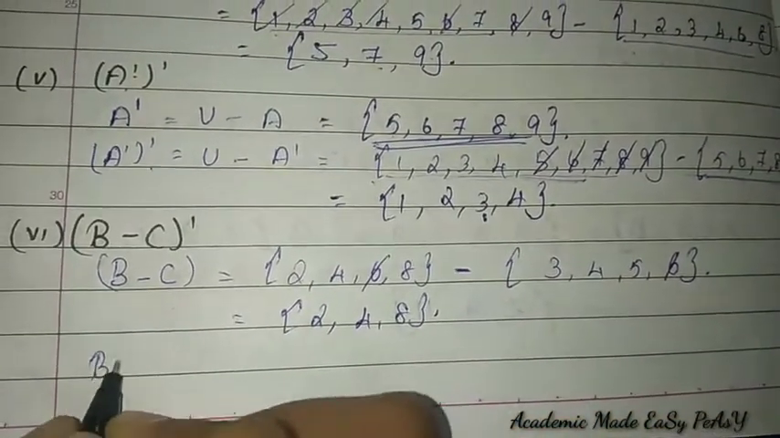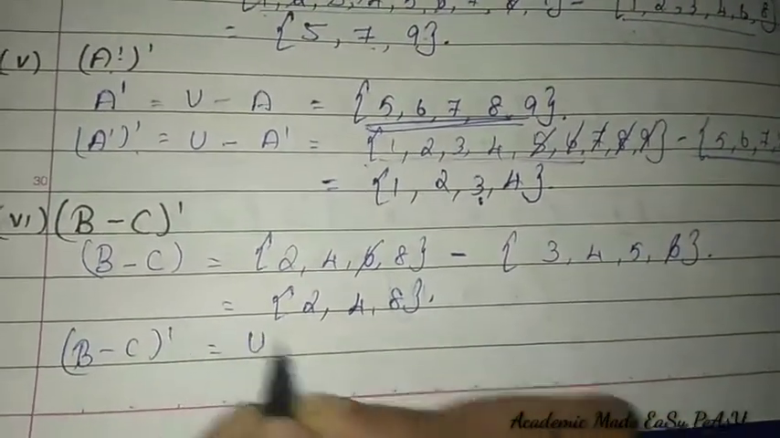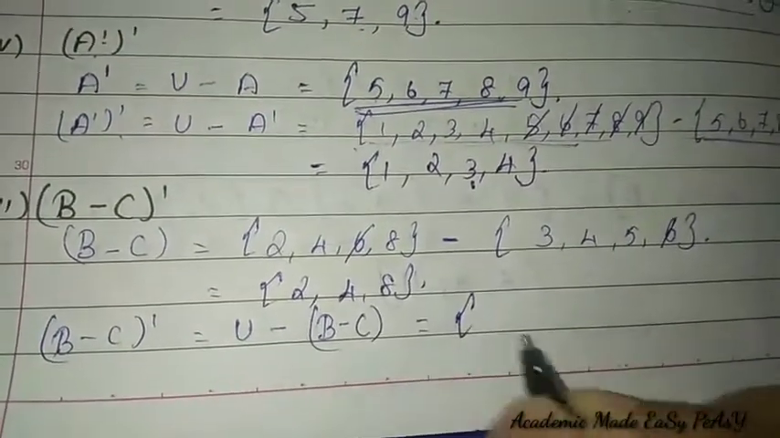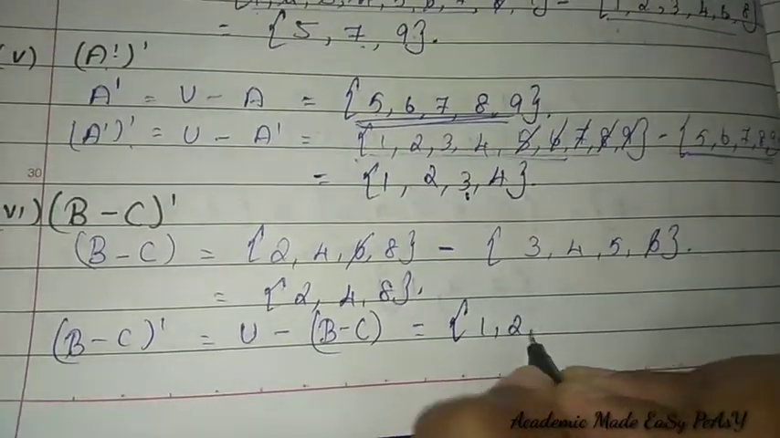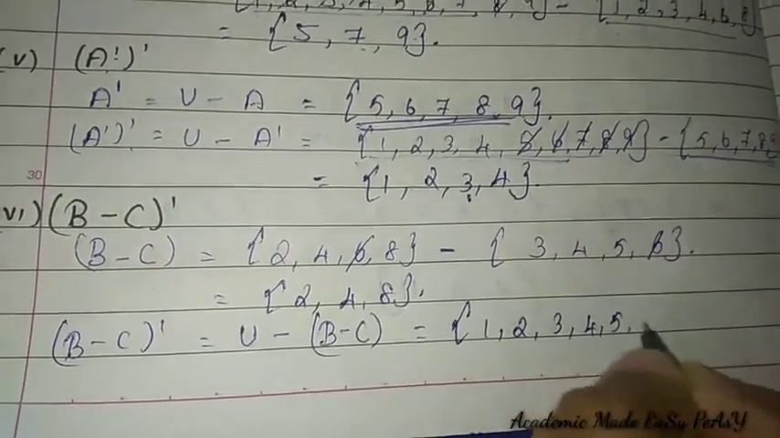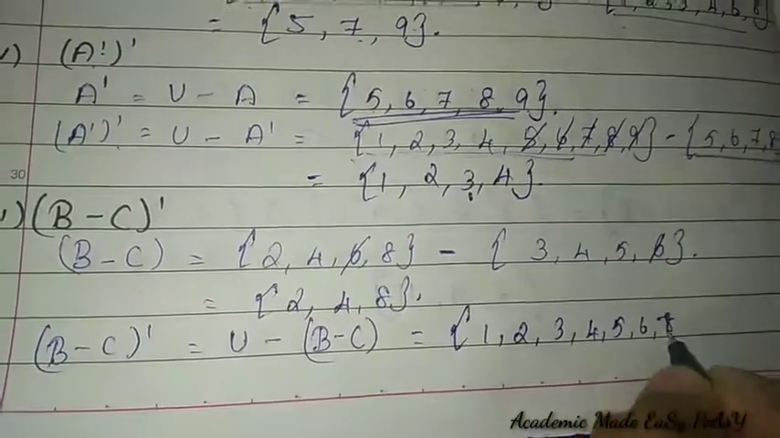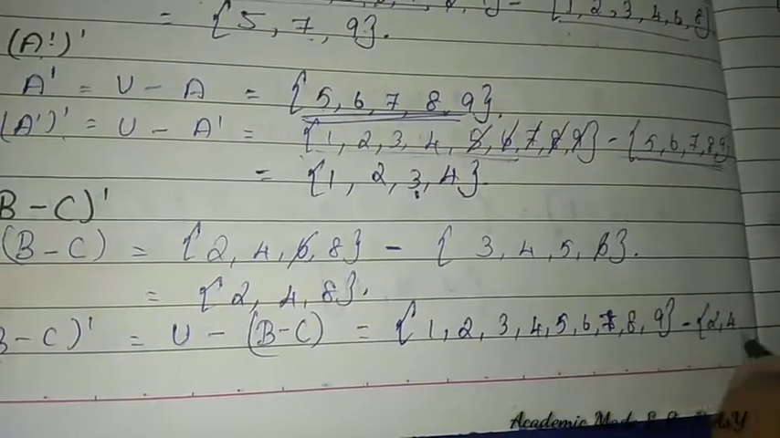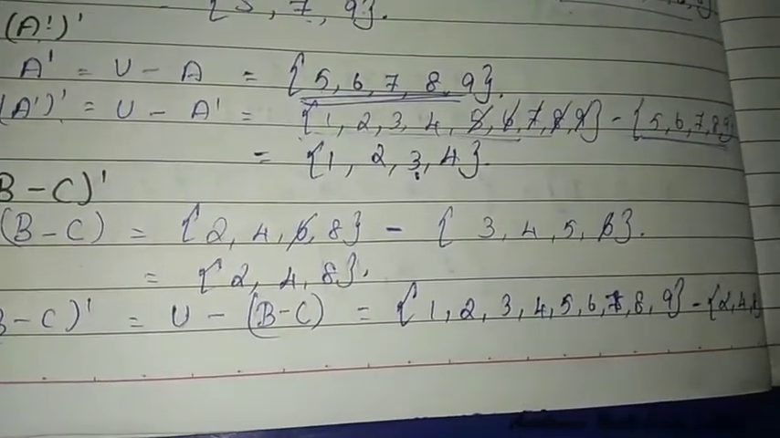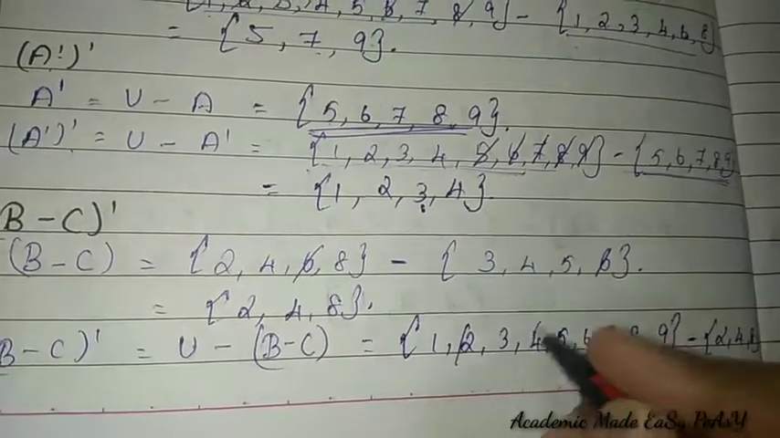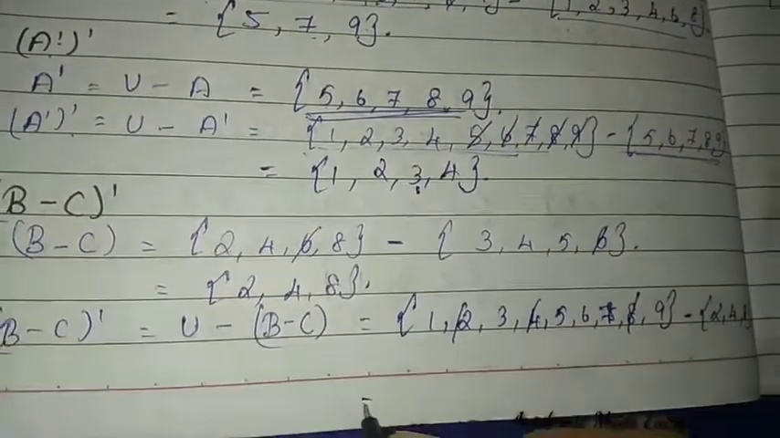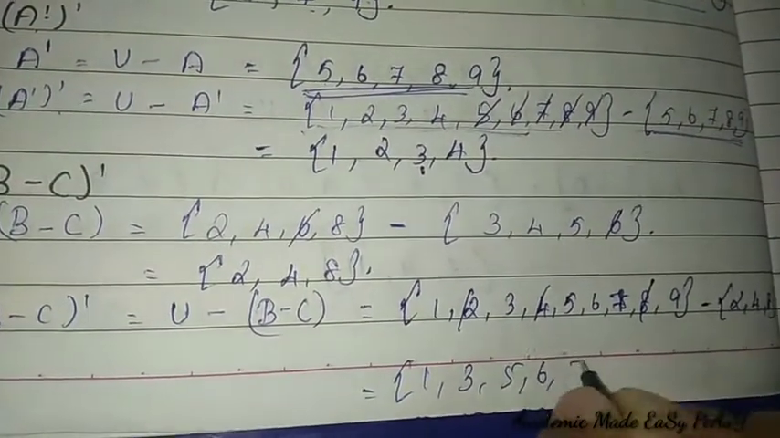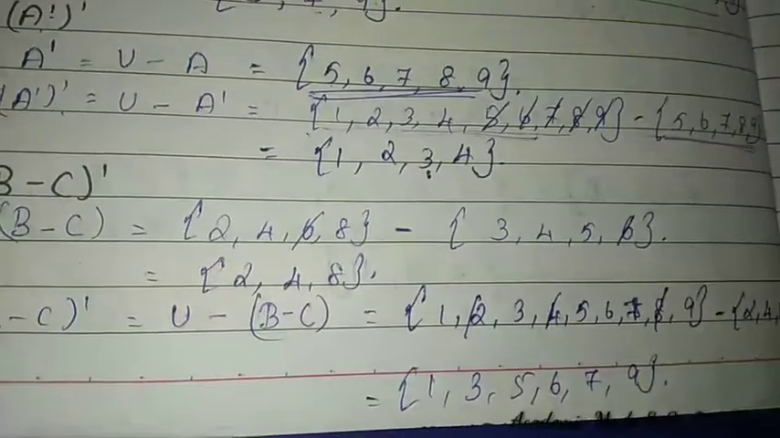So what will be my B difference C the whole dash? It is U difference B difference C. What is my U? 1, 2, 3, 4, 5, 6, 7, 8, 9. Difference 2, 4, 8. The common elements should be cancelled out, no? So 2, 4 and 8 will be cancelled. Therefore our answer will be 1, 3, 5, 6, 7 and 9. Is that clear?